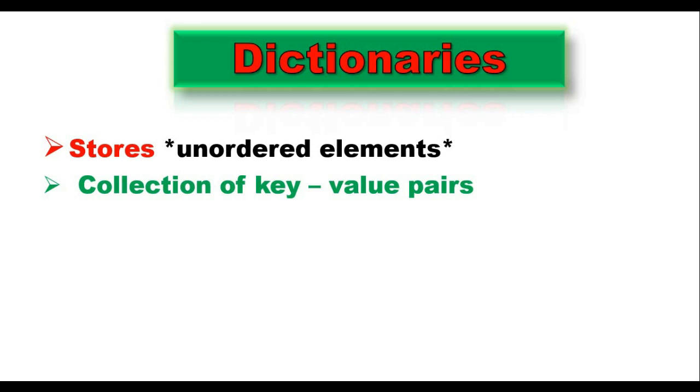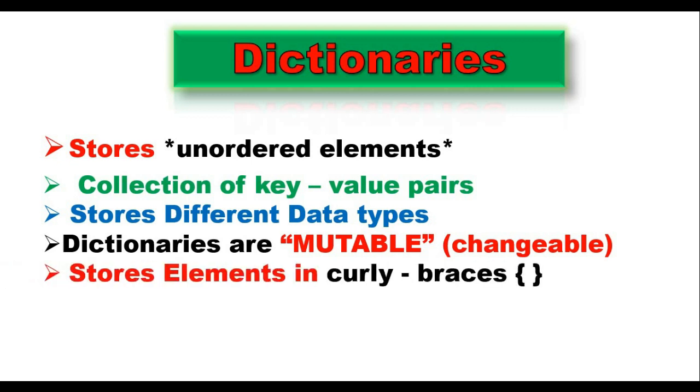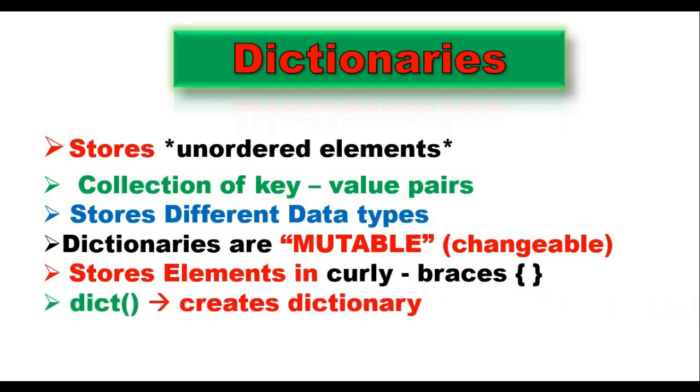I will let you know what these keys and values mean in real time while programming. Next, it stores different data types. Next one is dictionaries are mutable, that is changeable. We can change the key-value pairs inside the dictionaries. Next, this is another most important point. We have to store all the elements, that is all the key-value pairs, inside curly braces. Final one is, you can create dictionaries in 2 ways. First, you can create by using curly braces, inserting all the key-value pairs inside the curly braces, or you can create dictionaries by using the dict function.